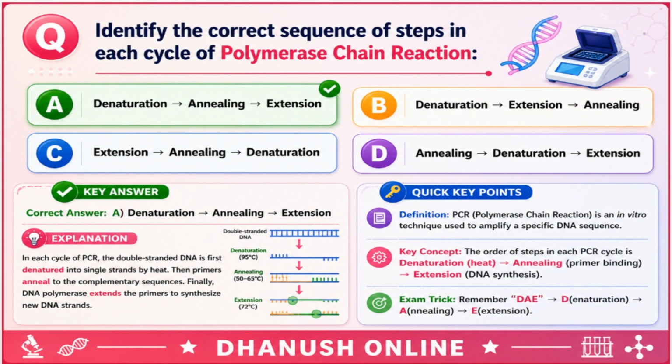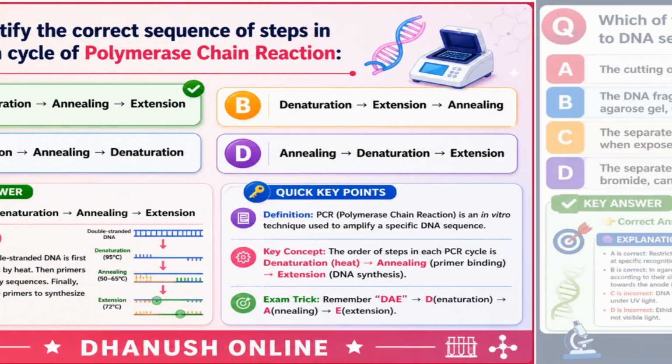The correct sequence of steps in each cycle of polymerase chain reaction, PCR, is denaturation, followed by annealing, and then extension. Denaturation separates the double-stranded DNA, annealing allows primers to bind, and extension synthesizes new DNA strands.